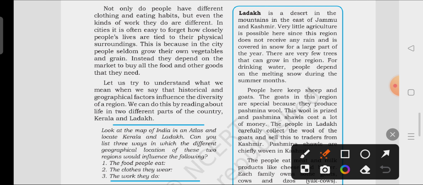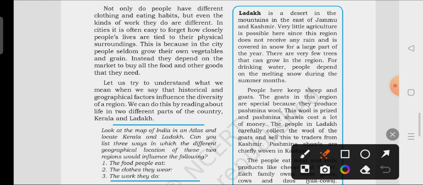Ladakh is a desert. See, it is a cold desert. Why is it a cold desert? Because Ladakh is situated at a higher altitude. Most of the time it is covered with snow, as the temperature is very cold, and it is barren. No cultivation can be done.